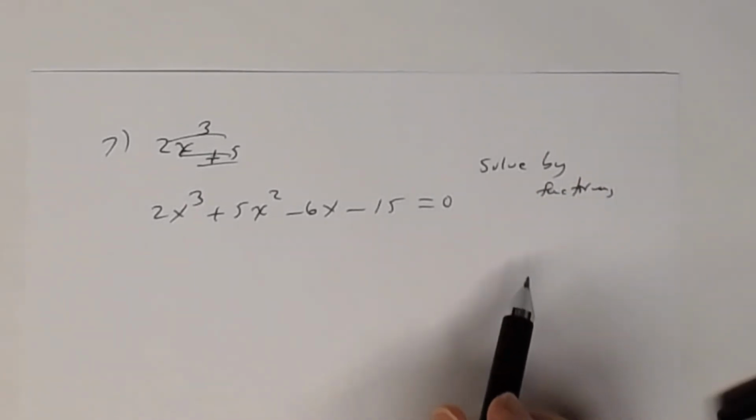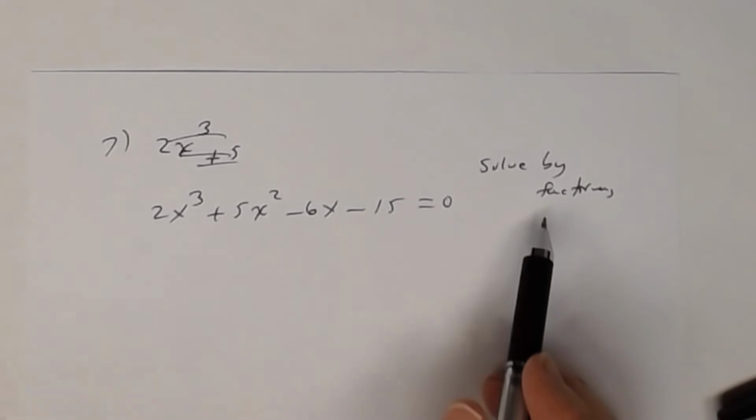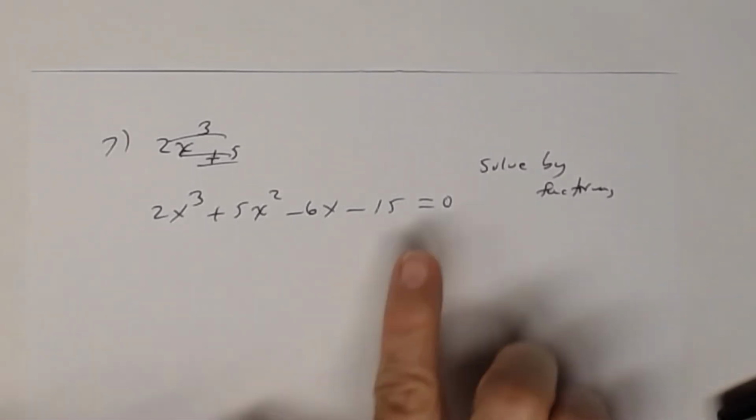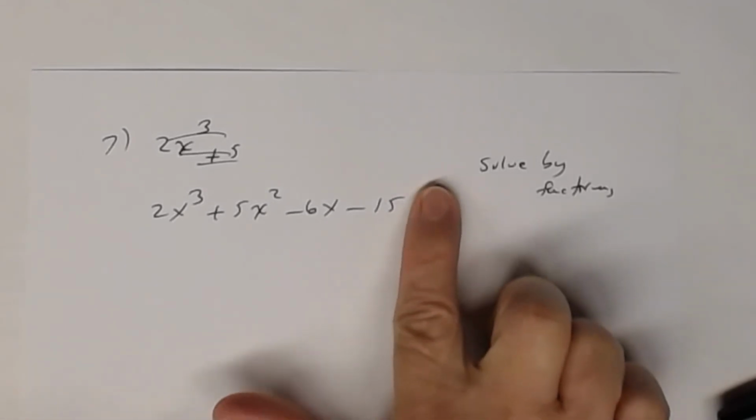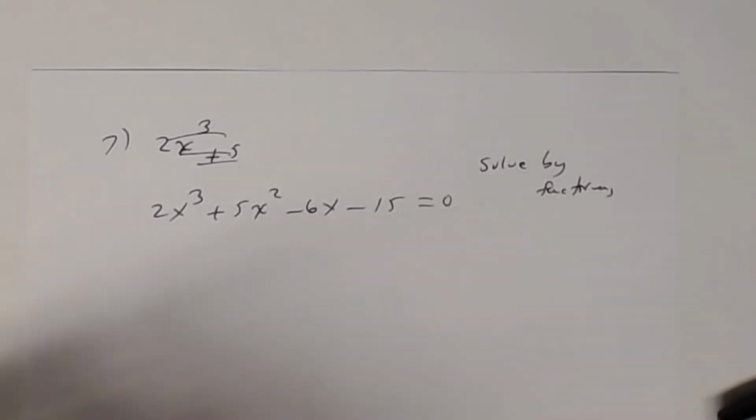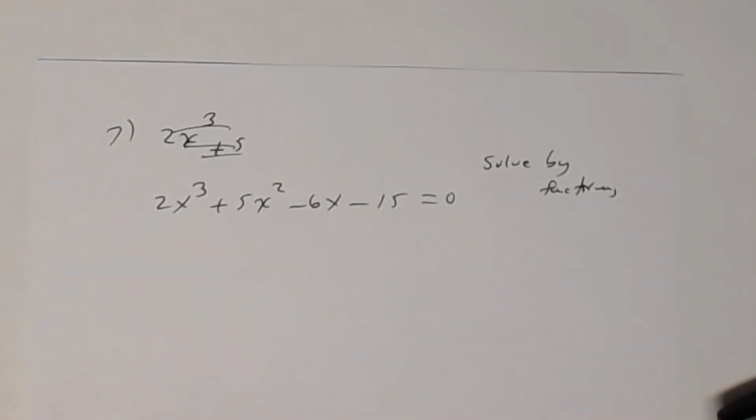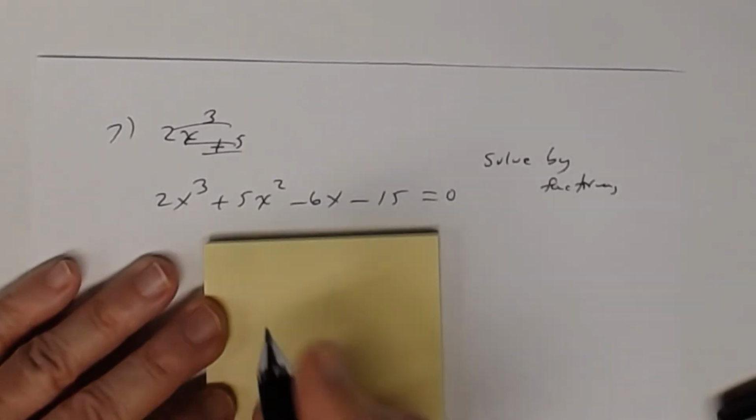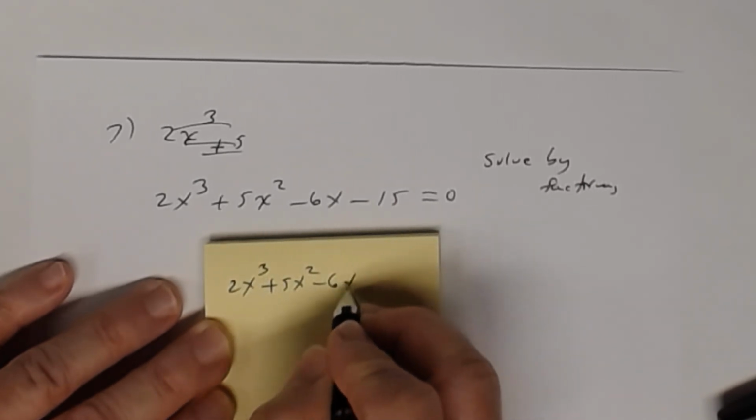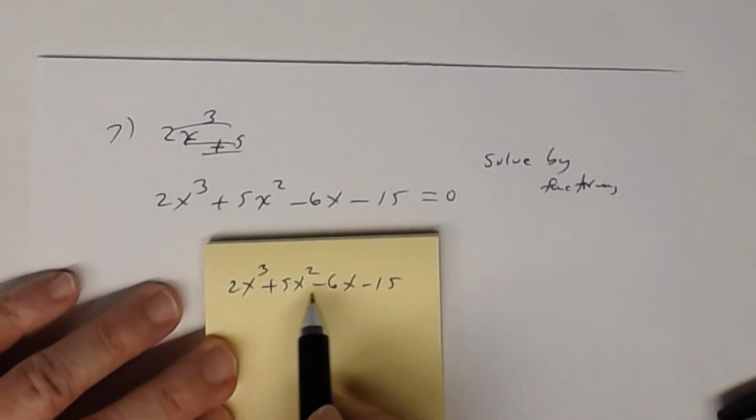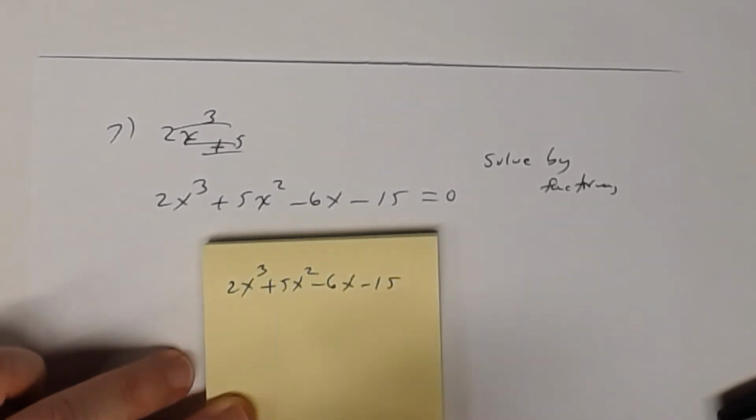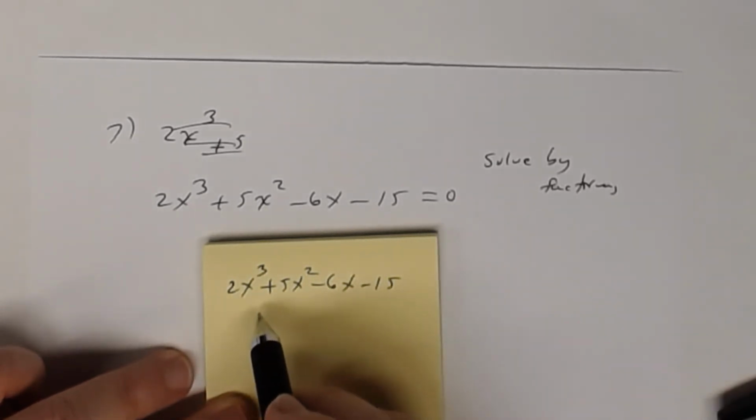So I'm giving you a hint here. The hint is to solve by factoring, right? Now, one of the things you learned in the past, I'm going to go ahead and cover this part up, was that when you factor, and I'm going to write it here, 2x cubed plus 5x squared minus 6x minus 15, remember when you factored a polynomial that had 4 terms like this, you wanted to try factoring by grouping, right? So grouping.